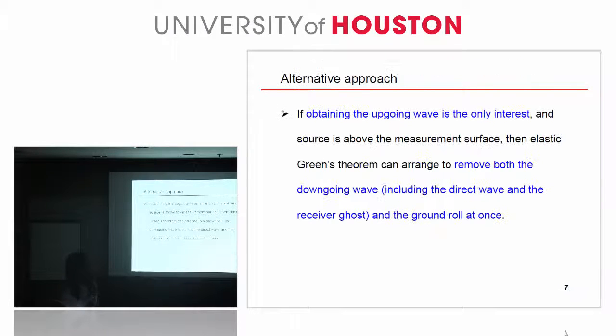And actually, if your only interest is to obtain the outgoing wave, and we assume that the source is above the environment surface and there is no source ghost, the Green's theorem can be arranged to remove all those other events at once. Say, you just apply the elastic Green's theorem one time, and you can effectively separate the outgoing wave from all those other direct wave, ghost, and ground roll simultaneously.